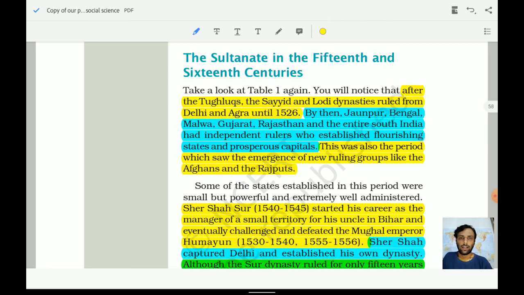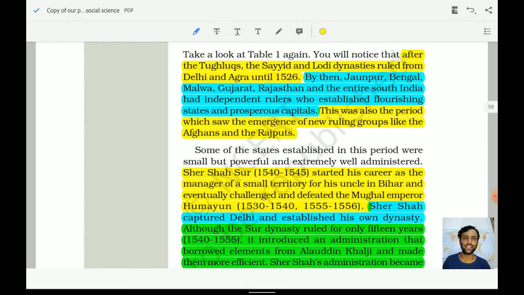So in the Sultanate in the 15th and 16th century, after the Tughlaqs, the Sayyid and Lodi dynasties ruled from Delhi and Agra until 1526. After this, the Mughal era starts. By then, Jaunpur, Bengal, Malwa, Gujarat, Rajasthan and the entire southern India had become independent because no strong ruler remained. Hence, all these territories called themselves independent, established flourishing states and prosperous capitals. This was also the period which saw the emergence of new ruling groups like the Afghans and Rajputs.